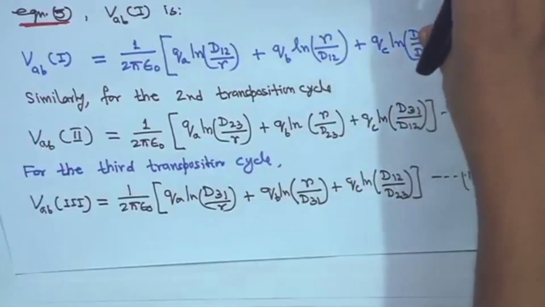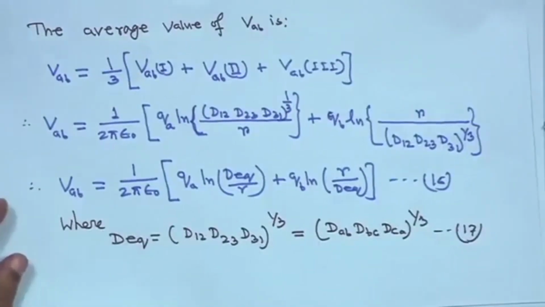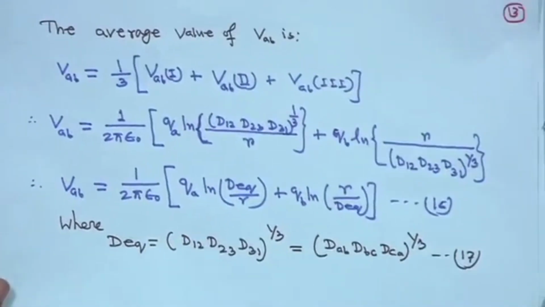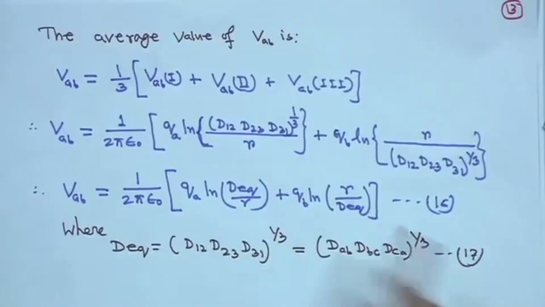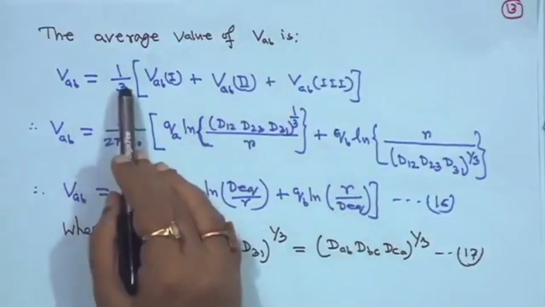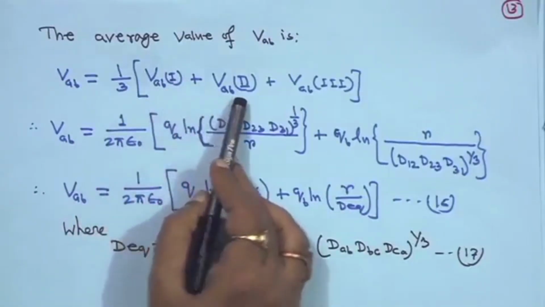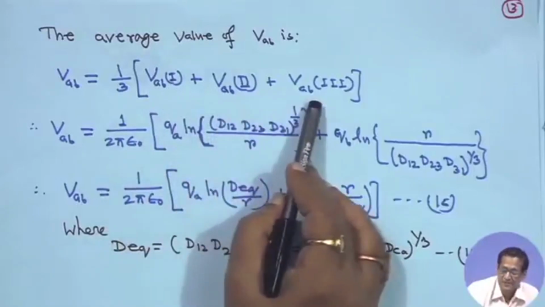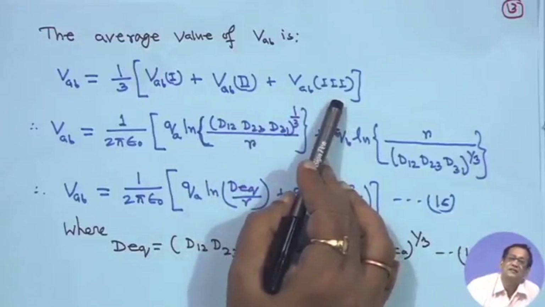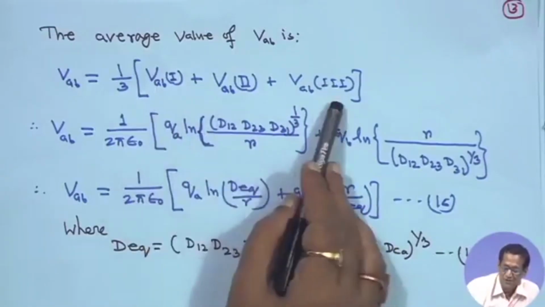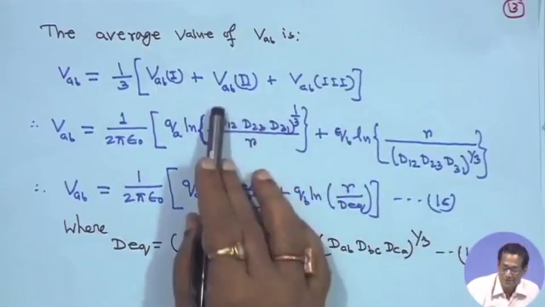Therefore, three different transposition cycles: we got V_AB for section 1, V_AB for section 2 and V_AB for section 3. Now, you take the average value of V_AB, right. So the average value of V_AB is equal to 1/3 of V_AB for the first transposition cycle plus V_AB for the second transposition cycle plus V_AB for the third transposition cycle, right. You substitute all and then simplify, you will get this step, you please do it.